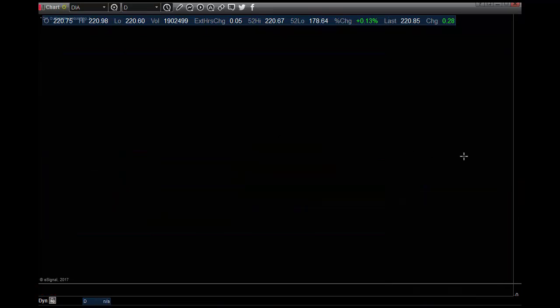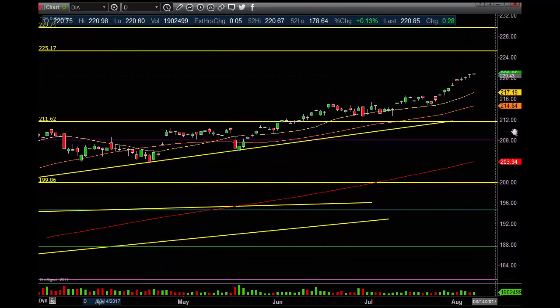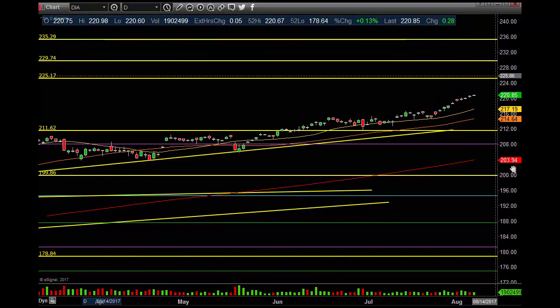We made it there. Next area: 225, 230, 235. Let's see if we can grind higher just like the SPY, but again, above the MAs, good trend. What can I say? Let's see if this thing continues up.